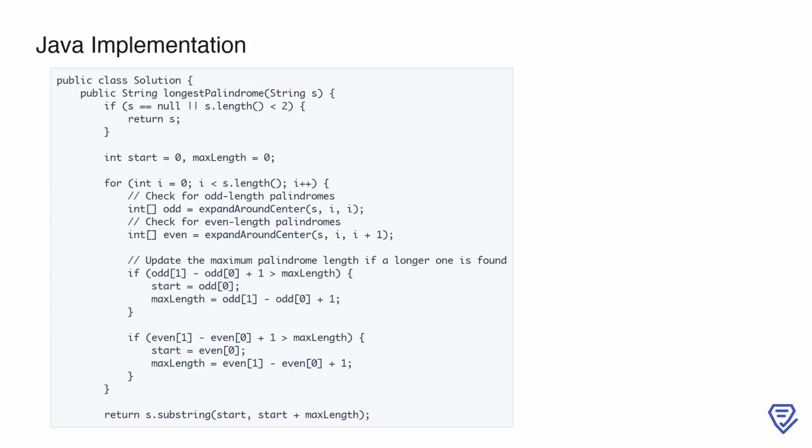The first step is to handle edge cases. If the input string is null or its length is less than 2, we simply return the string since it's already the longest palindrome. Next, we initialize two variables, start to track the starting index of the longest palindrome and max length to keep track of its length.